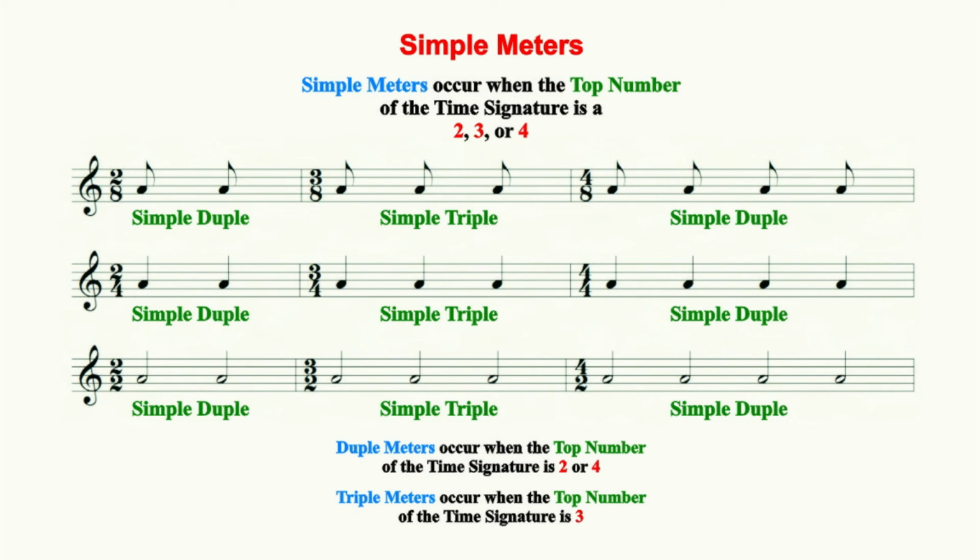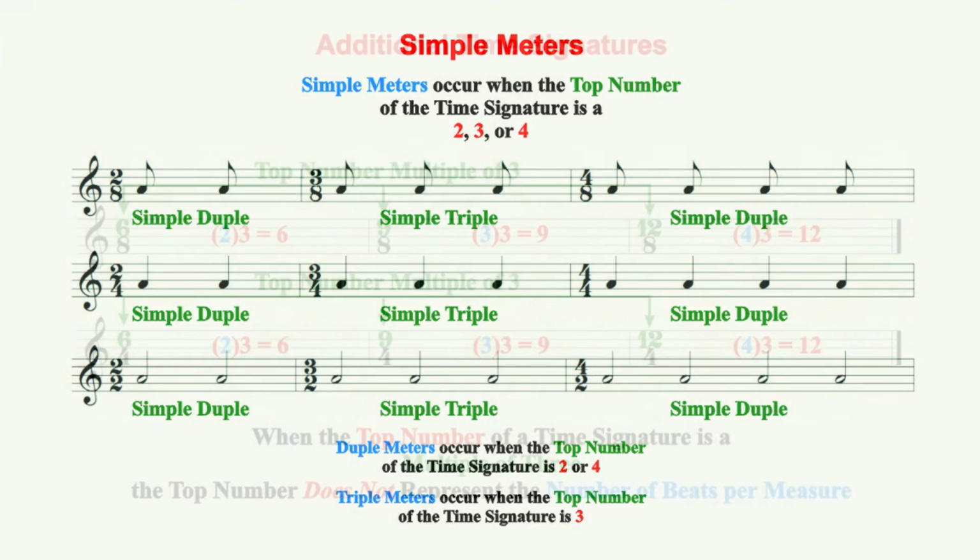When the top number of a time signature is a 2, 3, or 4, we describe it as a simple meter. Furthermore, when the top number is a 2 or 4, we descriptively call it a simple duple meter. Or when the top number is a 3, we call it a simple triple meter.